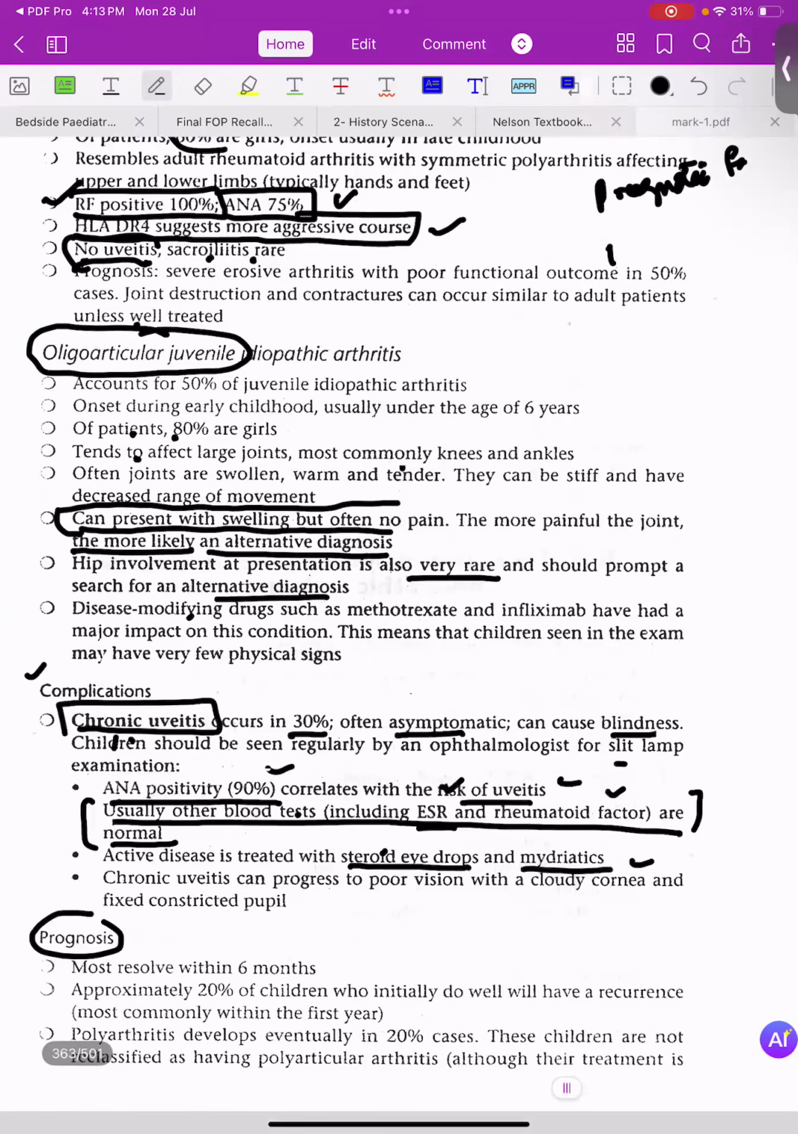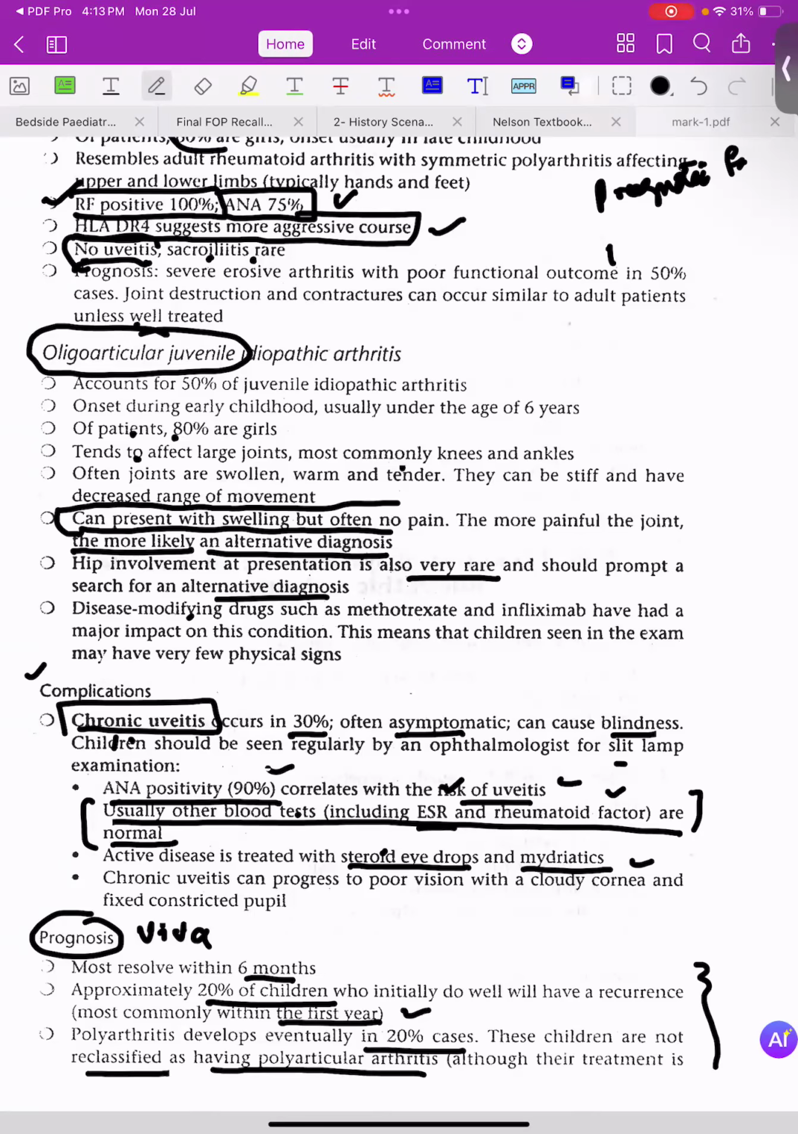What is the prognosis? This is one of the viva questions you must know. It resolves within 6 months in approximately 20% of children. For this, you should also read Reham's notes. He has also written in a very good way about this prognosis. Those who initially do well will have a recurrence, most commonly within the first year of life. Polyarthritis develops eventually in 20% of the cases. These children are not reclassified as having polyarticular arthritis.